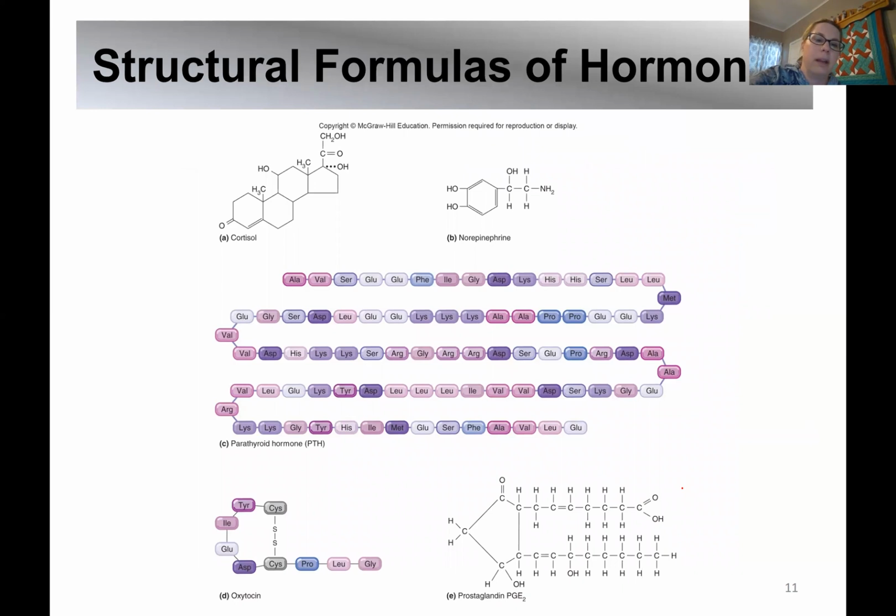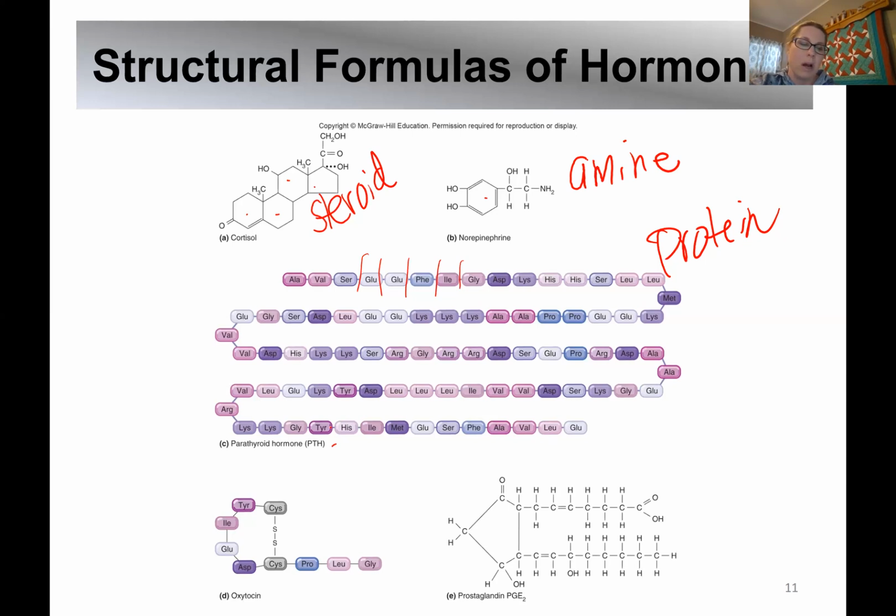So cortisol, I mentioned, was a steroid hormone. Here's its 1, 2, 3, 4 ring structure. Here's norepinephrine. This is going to be the amine structure. Do you see all these? These are all amino acids here. This is going to be a protein hormone, parathyroid hormone. Oxytocin, again, here's a bunch of little amino acids put together. It's short though, so it's a peptide hormone, and then this one is a glycoprotein hormone.